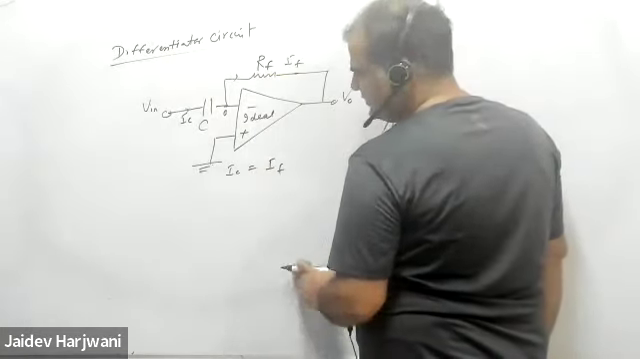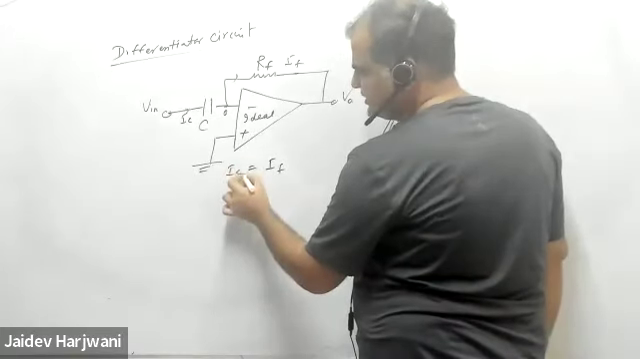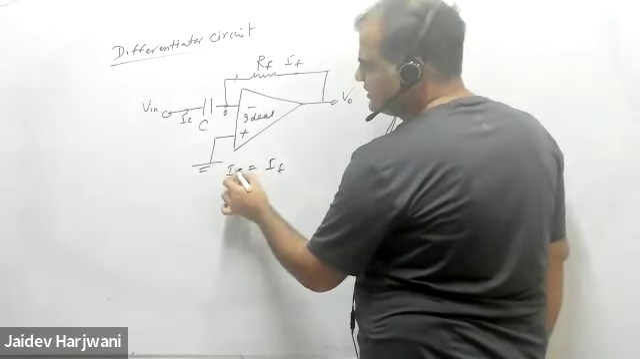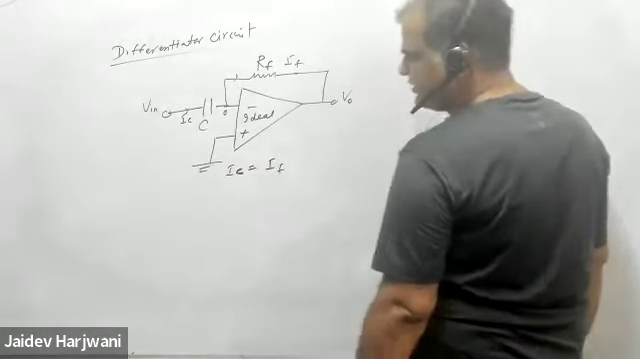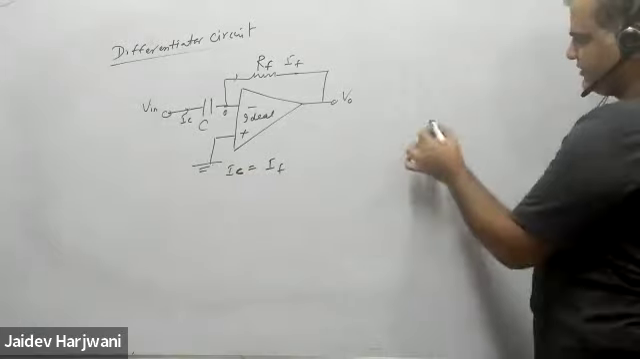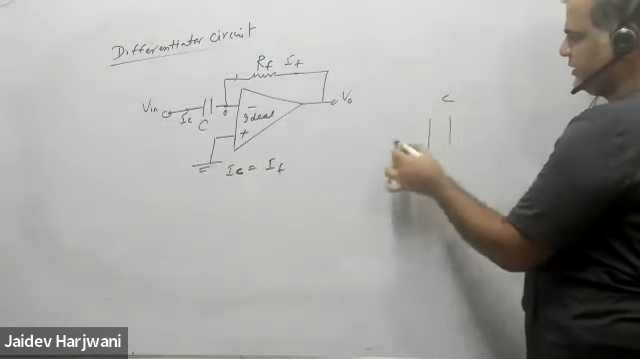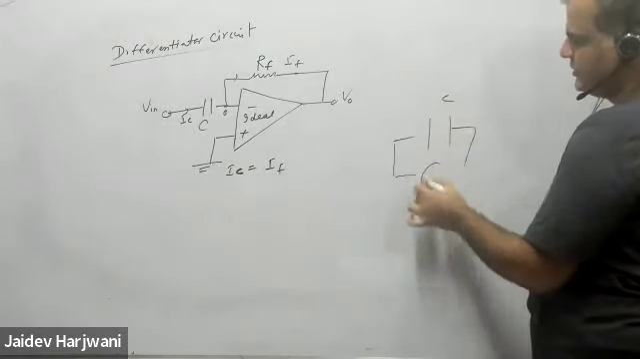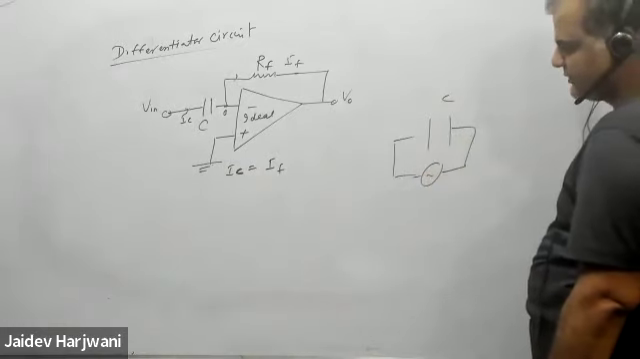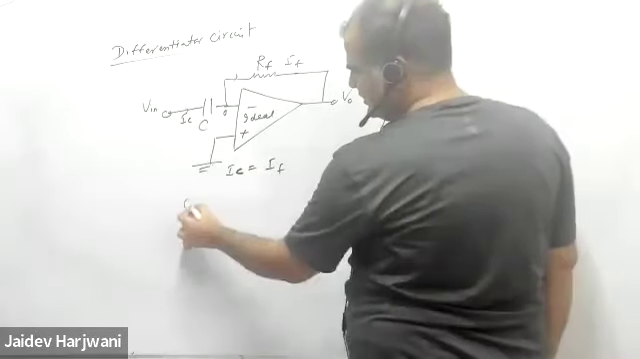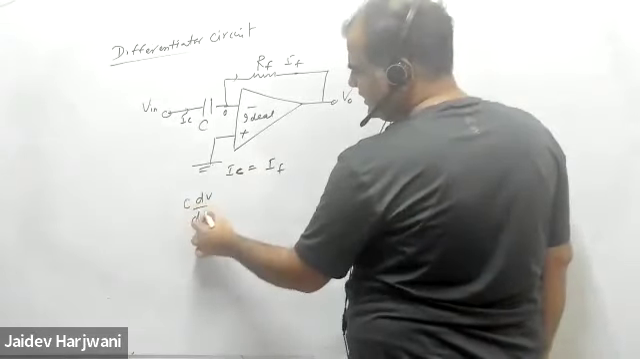Now, what will happen? What is the capacitor current? Can anyone tell me what is the current across the capacitor? If there is a capacitor, C dv by dt, very good. If I am applying something here, that is dv by dt. Okay, C dv by dt.